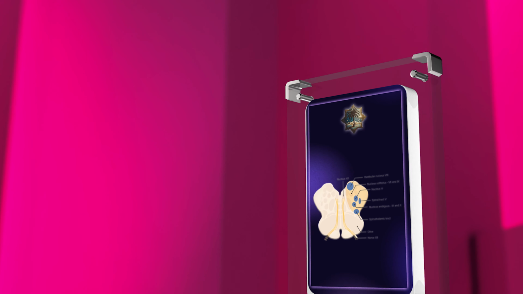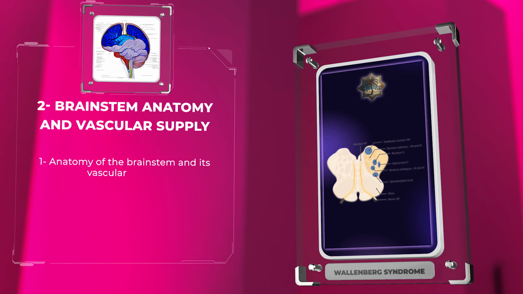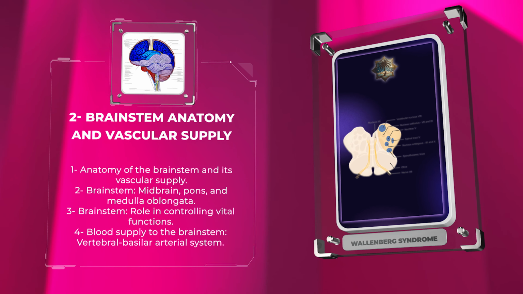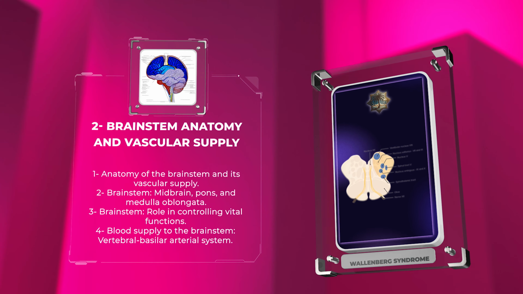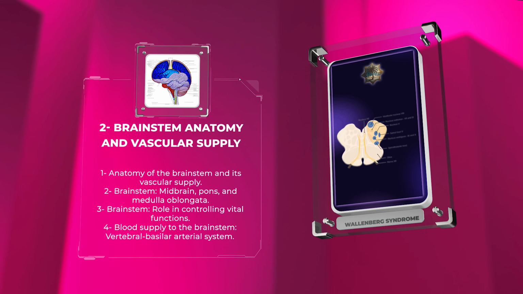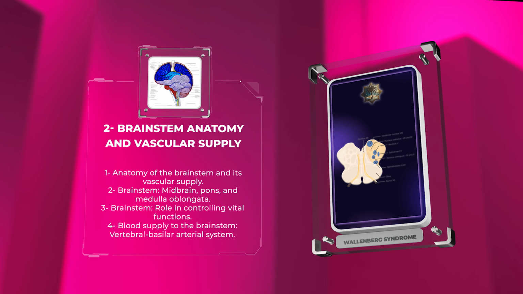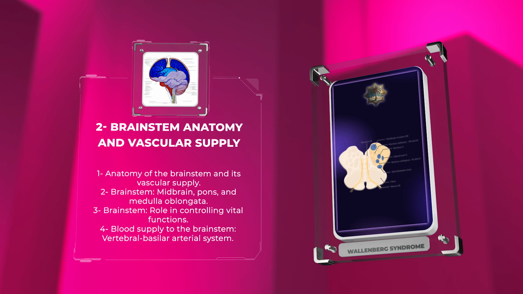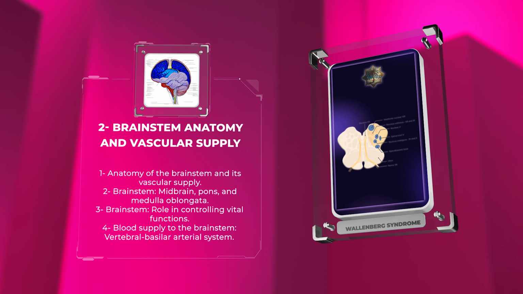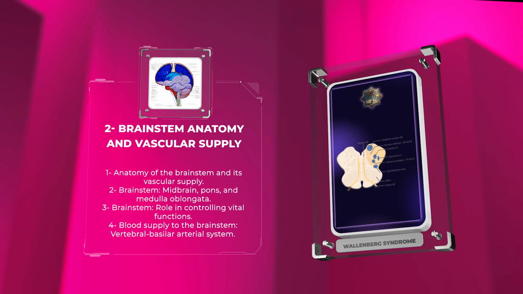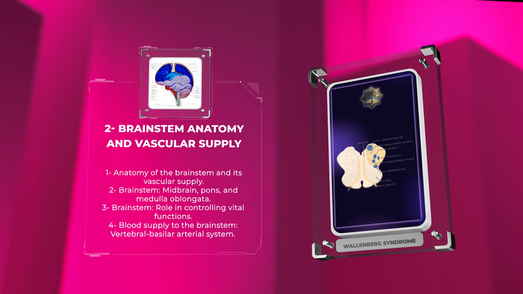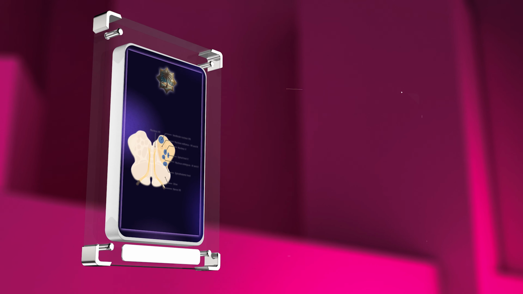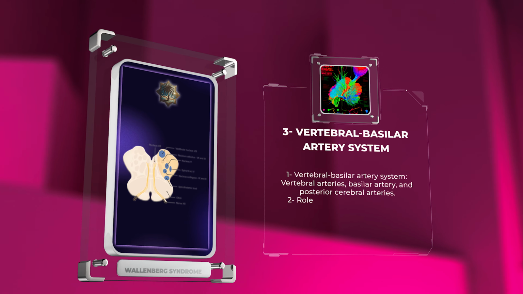To understand the underlying mechanisms of Wallenberg syndrome, we must grasp the anatomy of the brainstem and its intricate vascular supply. The brainstem consists of the midbrain, pons, and medulla oblongata. It plays a crucial role in controlling vital functions like breathing, heart rate, and consciousness. The brainstem receives its blood supply mainly from the vertebral-basilar arterial system, which encompasses the vertebral arteries, basilar artery, and posterior cerebral arteries. In this section, we will delve into the intricacies of the vertebral-basilar artery system.